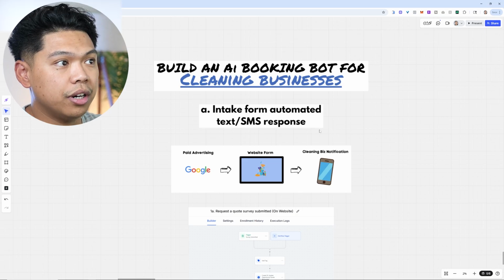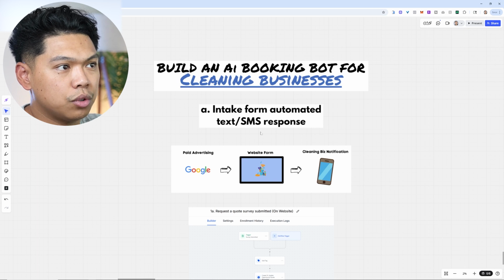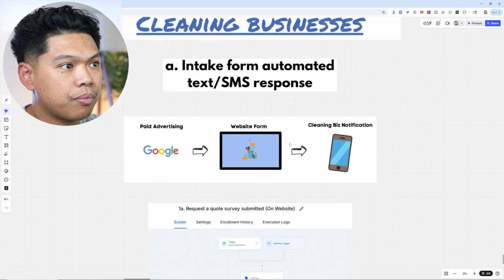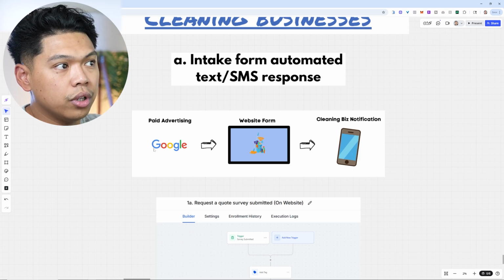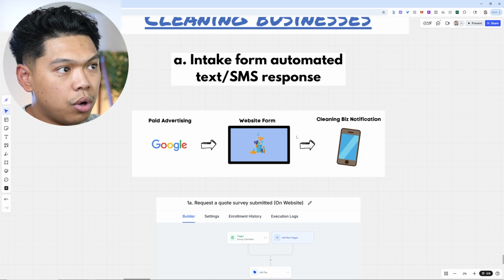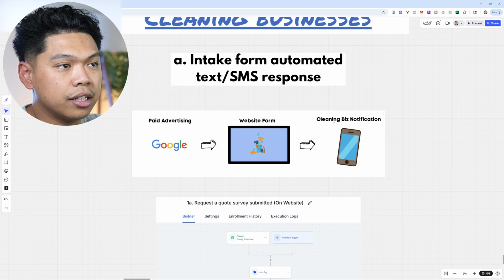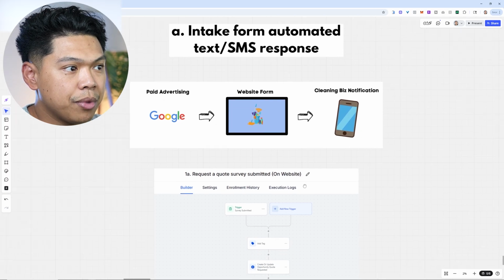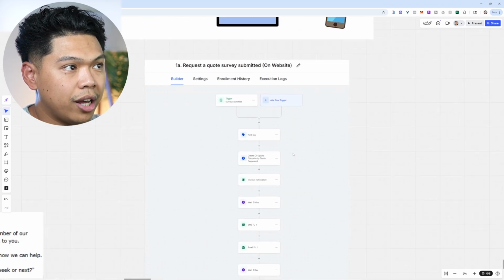And the first thing that we need to understand, I'm going to go big picture, is the intake form automated text SMS response. So for most businesses, let's say you get traffic from a Google ad, and then you push it into a website form. So whatever landing page or website you're sending the traffic to, and then the cleaning business gets a notification, right? And this is what Go High Level pretty much does. This is the Go High Level backend.